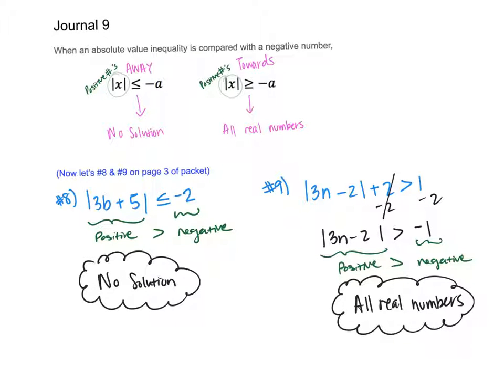And also, because this is facing towards the absolute value and there's a negative sign on the right-hand side, this follows what the answer would be. It'd be all real numbers. Okay, so now let's try some other problems here.